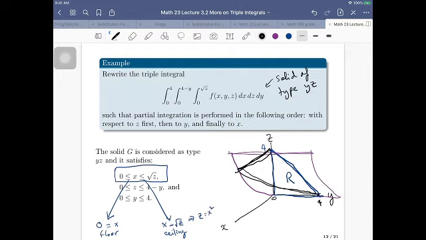So I hope that is clear to you. This is what you get from the top. So this is the top view of the solid, and then from the side, you get this parabolic cylinder, and that's it. Okay, so that is how you draw the solid.